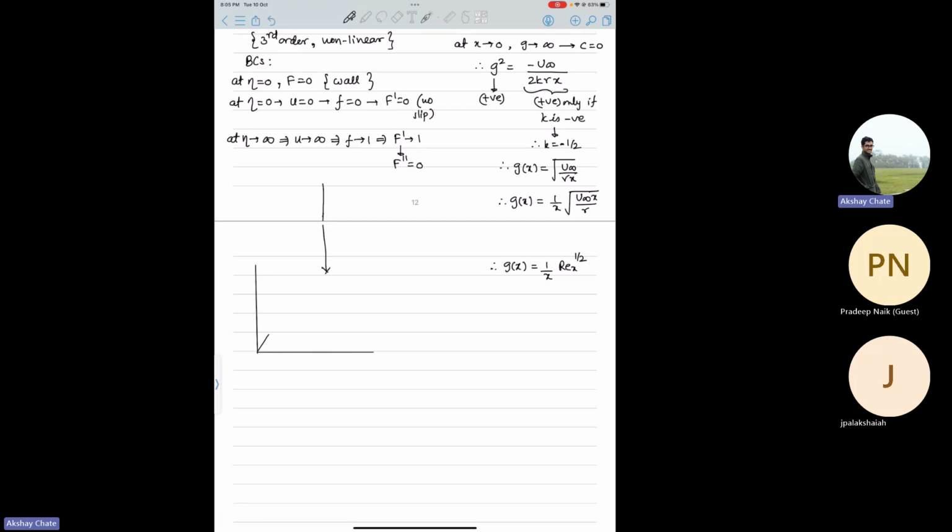So this becomes your solution, which is here, it is f equal to 1. So where your u equal to u infinity.